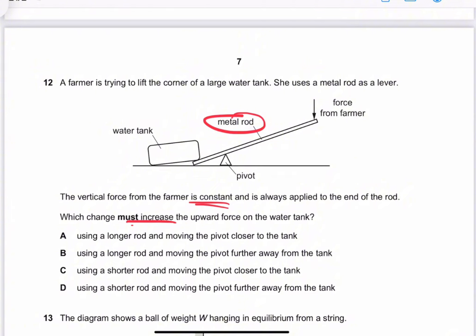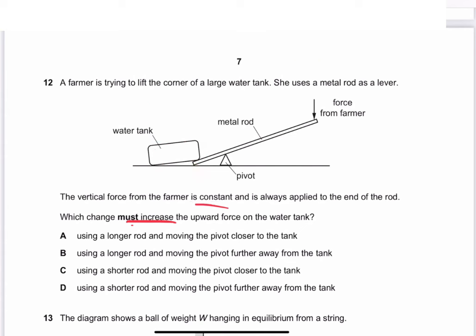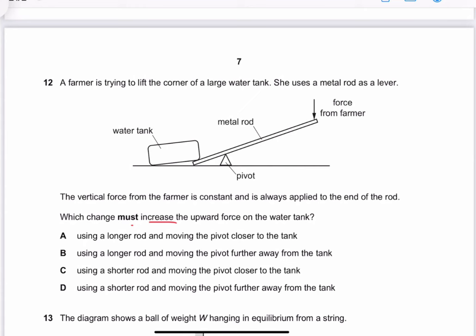So what is happening here is that the farmer is pushing here and applying the force downwards. This thing is moving upwards, okay? So as the farmer is applying the force down, the water tank itself is moving upwards. So as the farmer applies this force, the question says, we have to increase the force that is being exerted on this water tank. What the farmer can do is they can increase this distance. Okay, so if they increase this distance, the force that they still apply, which is constant here, will cause a greater force to be applied here.